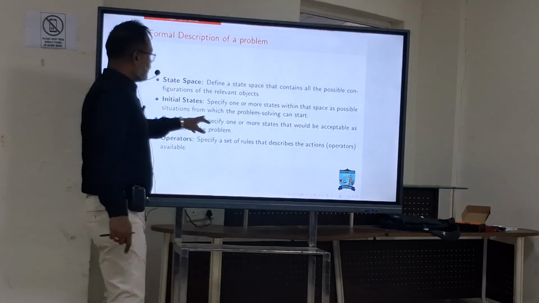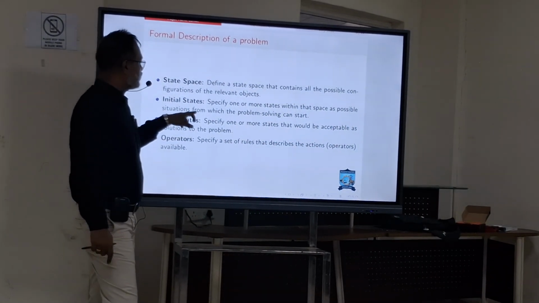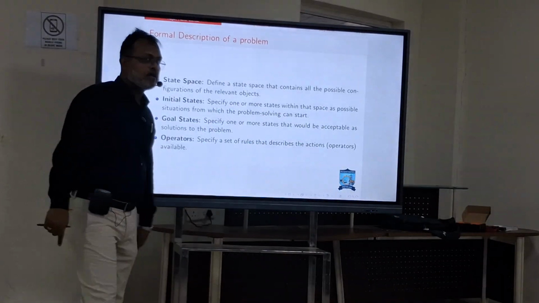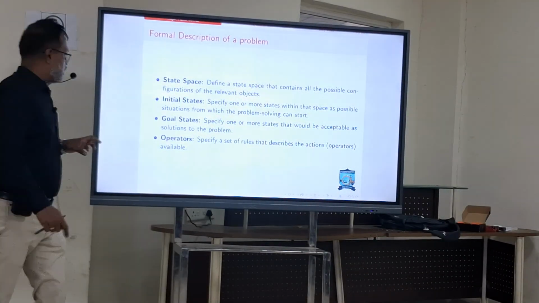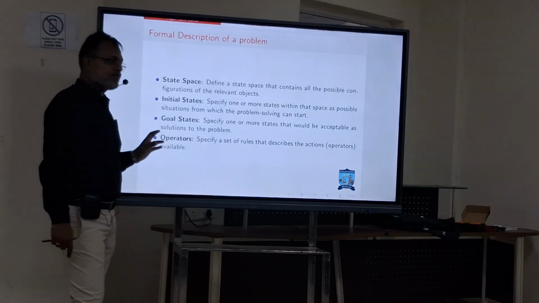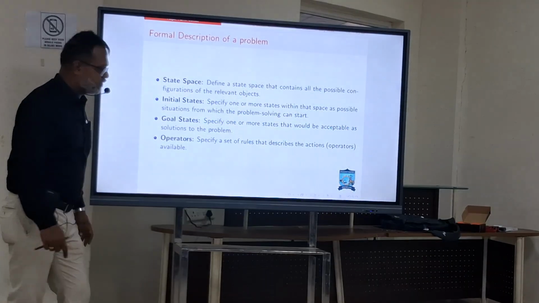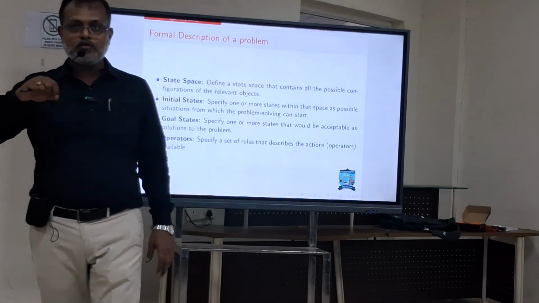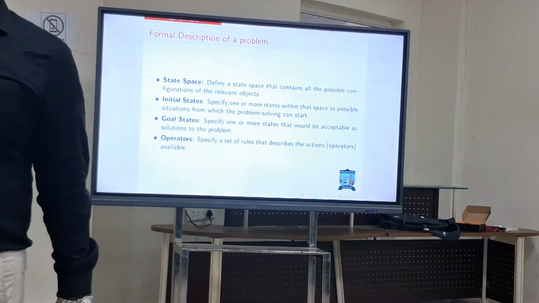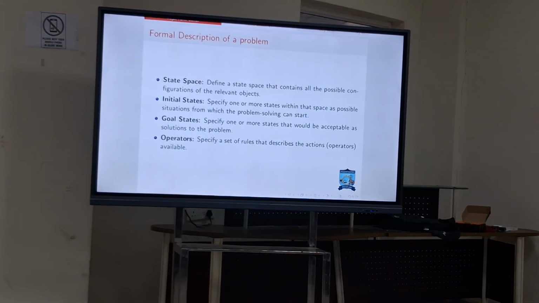Initial states: specify one or more states within that space as possible situations from which problem solving can start. So you choose an initial state. Then goal state: specify one or more states that will be an acceptable solution. Just write the names: state space, initial state, goal state, operators. For example, in chess, you move your pawns. So what is the general name? Okay. Next.